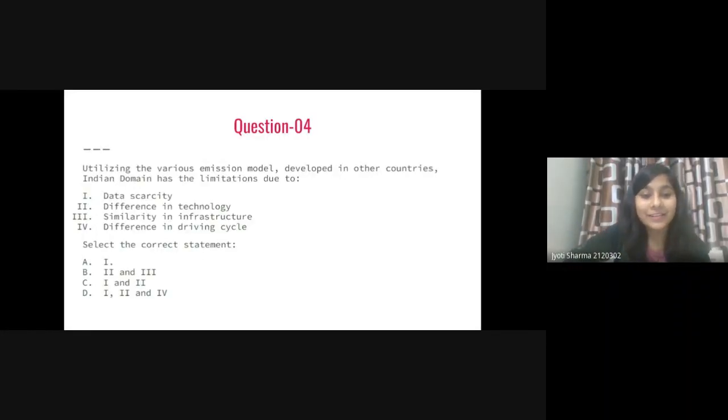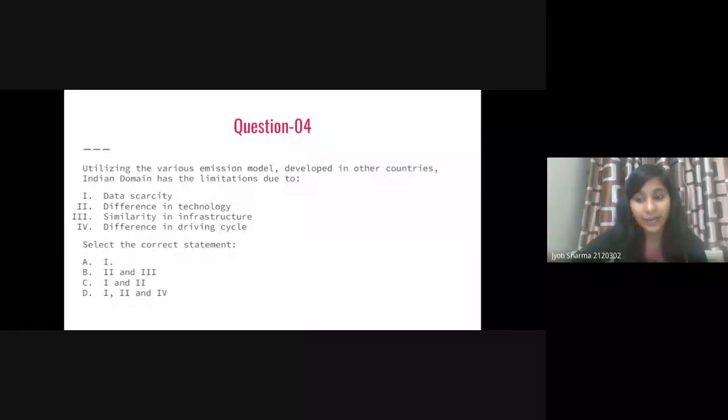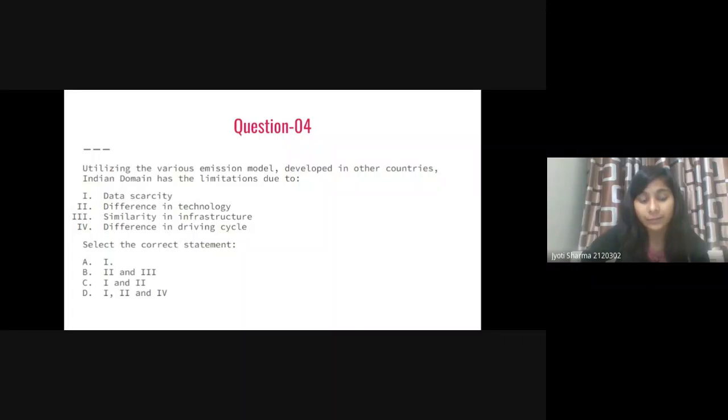Utilizing the various emission models developed in other countries, the Indian domain has limitations, because most of the models are developed in the USA and in Europe. If we are utilizing that type of model in the Indian domain, then we may have some problems with that model. So what are the limitations whenever we utilize such models on our Indian domain?